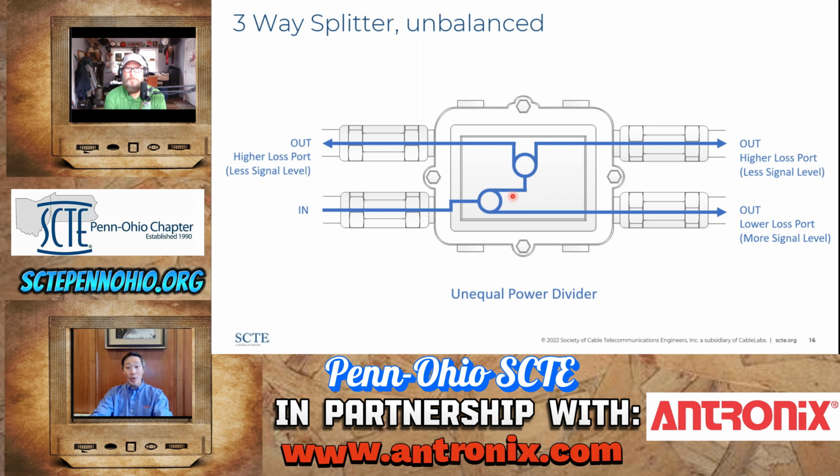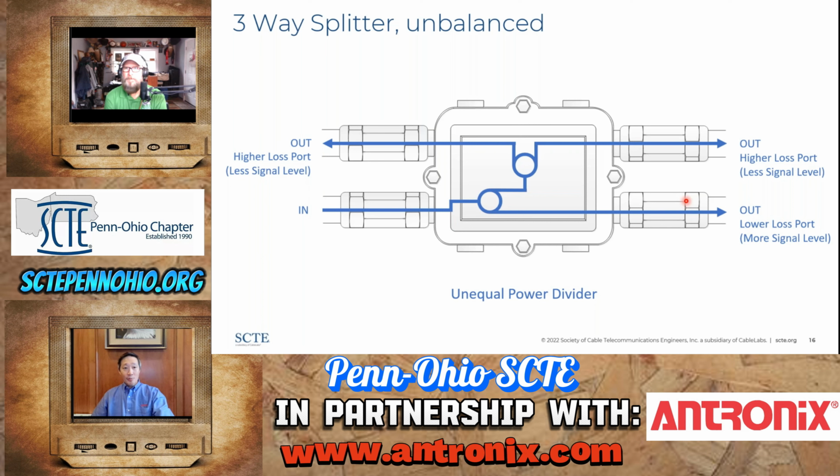So if it goes through one, each splitter is about 3.5 to 4 dB of loss. So you would have 8 dB of loss going from in to the output ports, whereas this port here would only have 4 dB of loss for an unequal power divider. And sometimes on a system design map, you'll see the unbalanced splitter. It'll have 3 outputs off the circle, and one will have a dot. And the dot would be the low loss leg, the 3.5 or 4 dB down leg. The other two, of course, would be the high loss legs or the 8 dB legs.